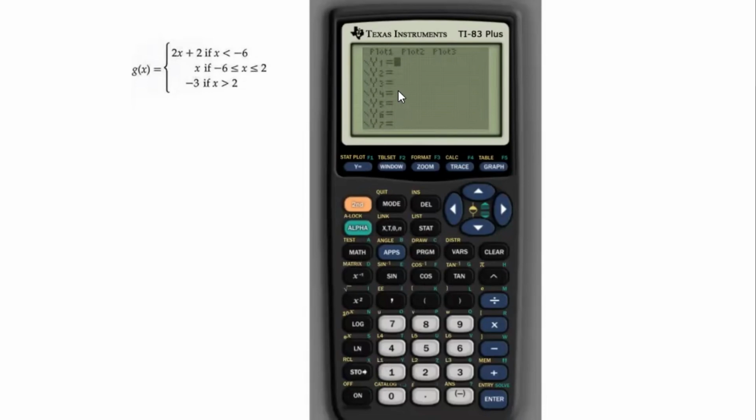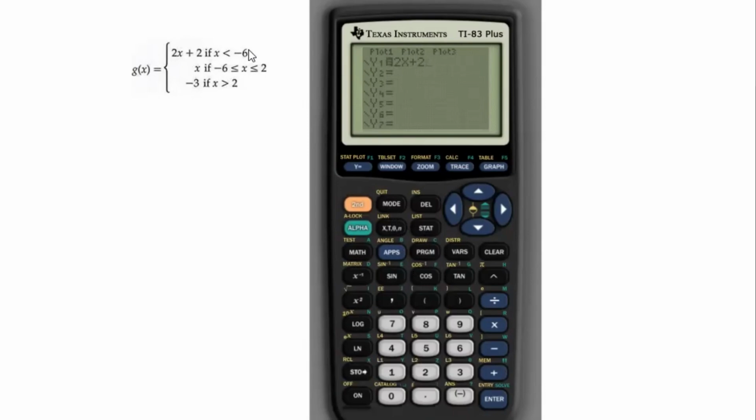Now we can go ahead and input our function. We can start off with the expression of the first piece, which is 2x plus 2. So let's input 2x plus 2. Great. Then we have the domain restriction of that piece, which is x is less than -6.